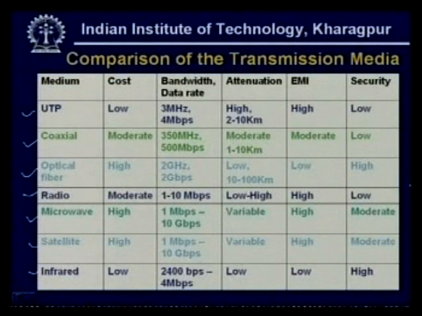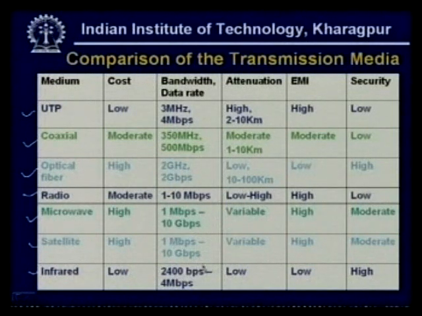And here the first column gives you the cost comparison. Obviously, the UTP is of lowest cost, coaxial has moderate cost, optical fiber has high cost, radio communication has moderate cost, microwave has high cost, satellite has high cost, infrared has low cost. In terms of bandwidth, as we know, UTP has the lowest bandwidth and optical fiber has the highest bandwidth.